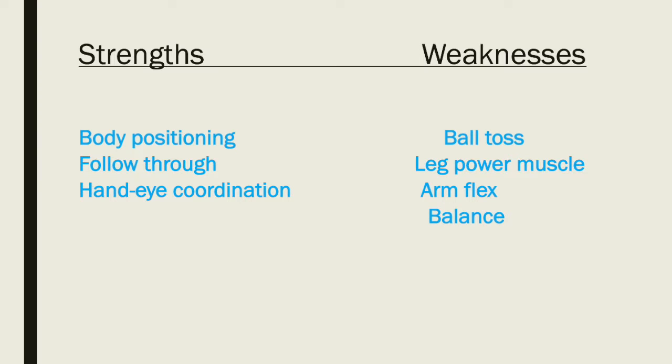As a summary of the analysis, the participant's strength in her tennis serve is her body positioning, follow through, and hand-eye coordination. Her highlighted weaknesses include her ball toss, using her leg muscles to obtain power, balance, and her arm flex when contacting the ball in the serve.